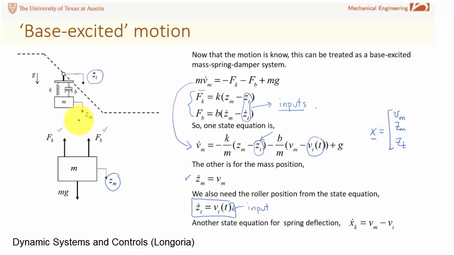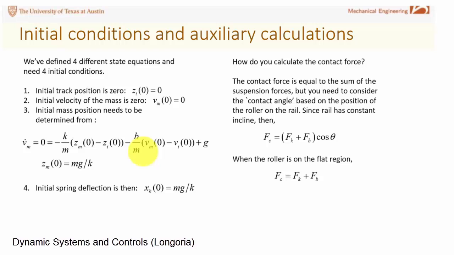We haven't actually defined it yet, but we could define the spring deflection also. And that is simply the difference between the velocity Vm minus the input velocity here, v of t. And remember, this is an input, so this is actually a fourth state equation. All of these can then be solved for through a simulation. Now, before we go into looking at that simulation setup, we've identified 4 different state equations, so we need 4 initial conditions.